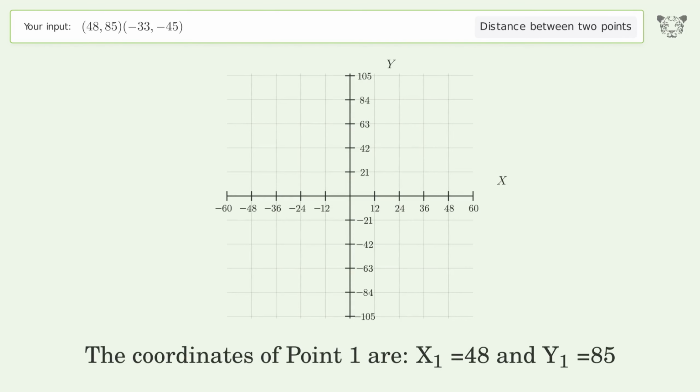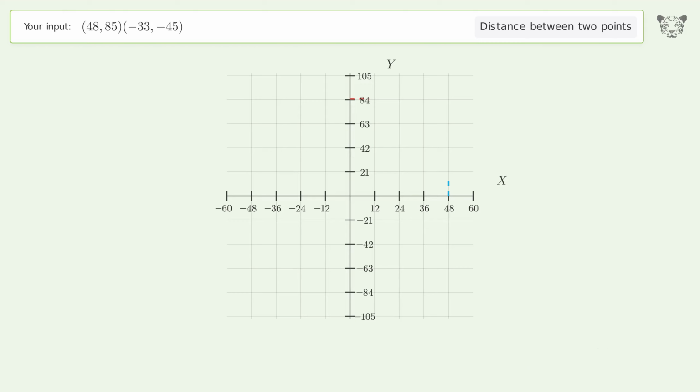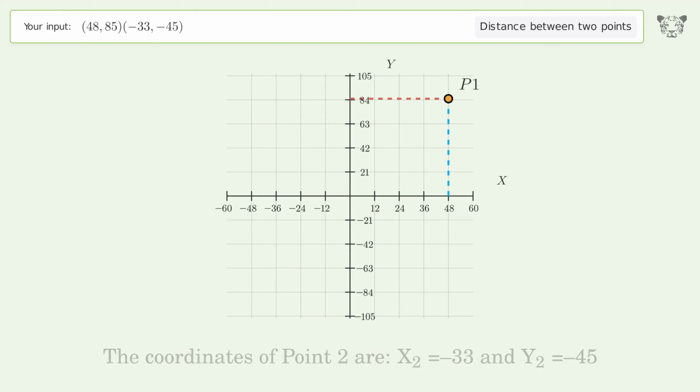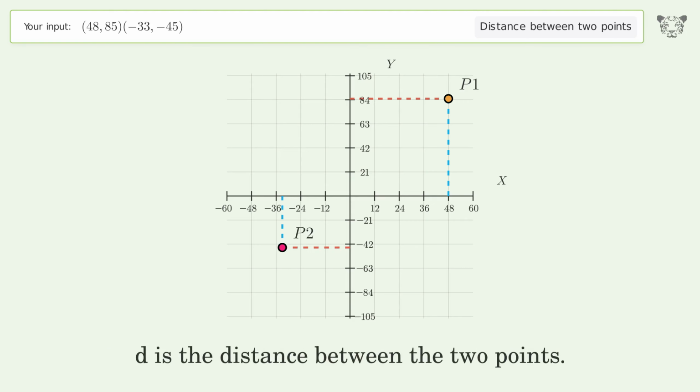The coordinates of point 1 are x1 equals 48 and y1 equals 85. The coordinates of point 2 are x2 equals negative 33 and y2 equals negative 45. D is the distance between the 2 points.